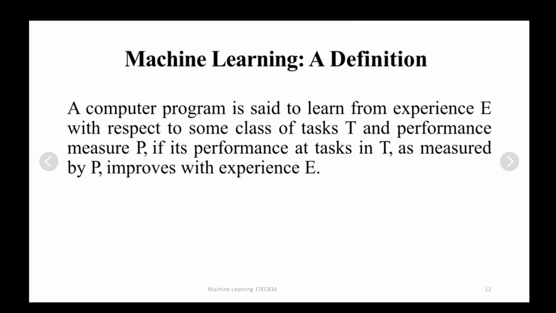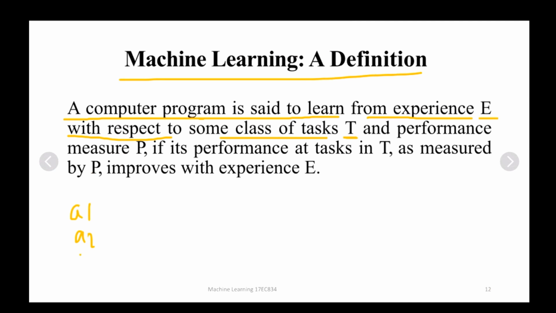Machine learning definition, very very important. I want you guys to please make a note of this. A computer program is said to learn from experience. A program which is written in the computer is said to learn from the experience E. Experience is represented as capital E with respect to some class of tasks called T. Some activity it is performing. There is a group of activities, let me say A1, A2, A3, and this group of activities is said to be T.